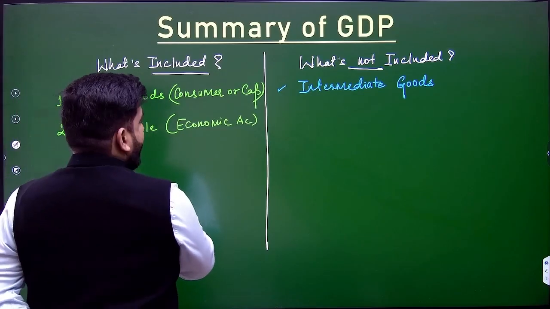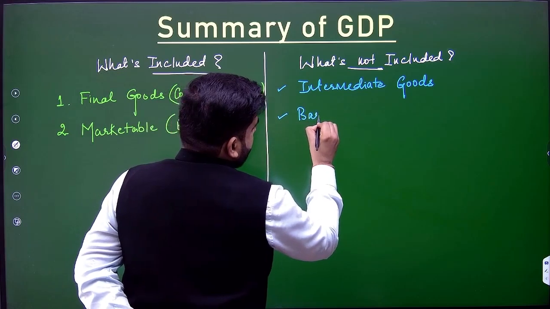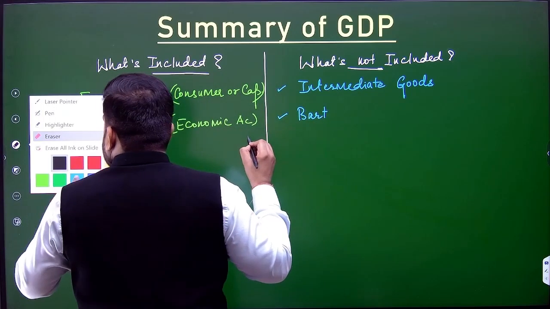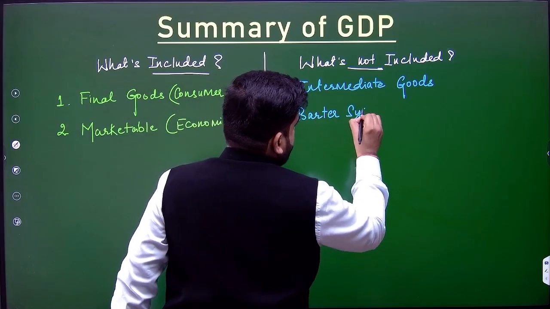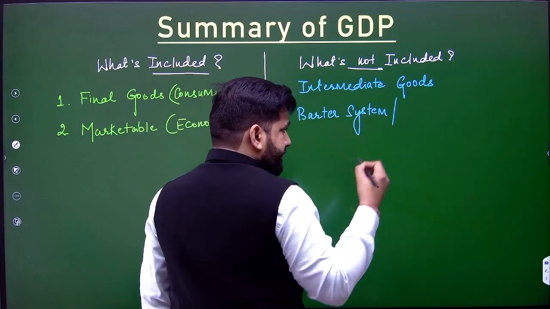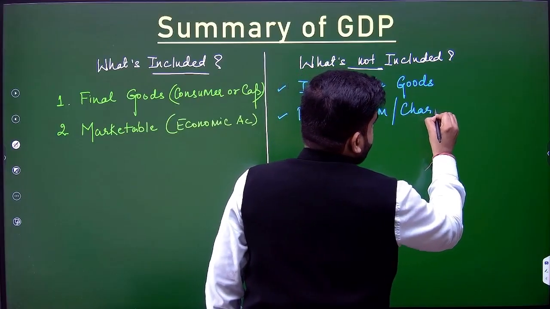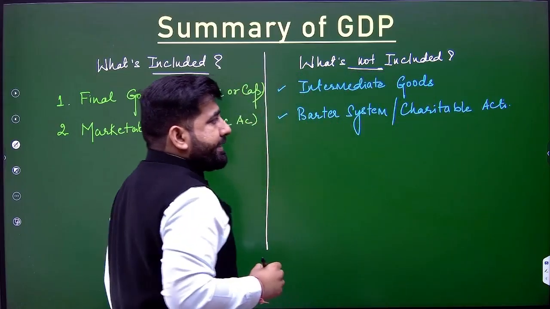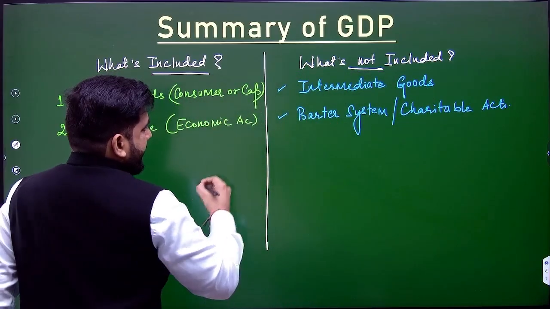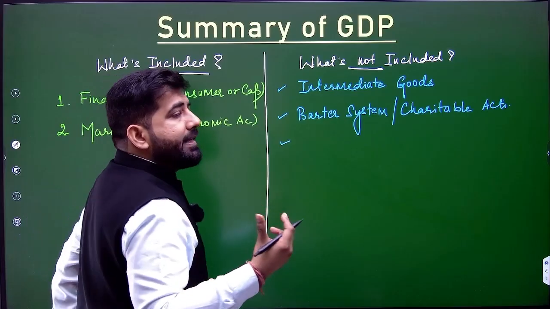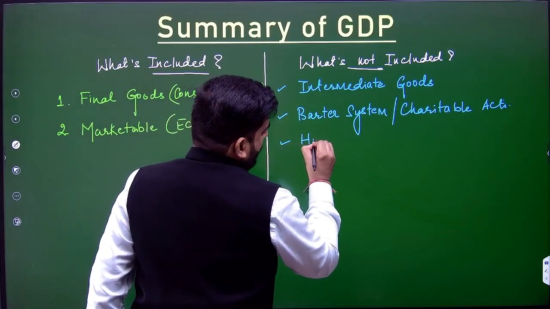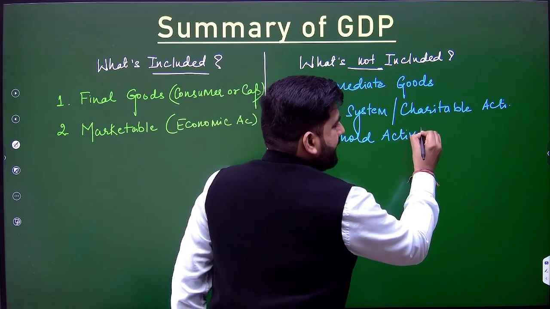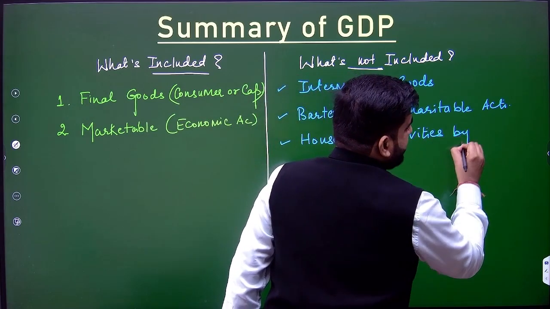What is not included? Non-marketable, non-economic activities, such as barter system transactions or charitable activities. In short, what is not included? Non-economic activities. Then there is one more non-economic activity which is not included, such as household activities by self. Household activities by self are not included.